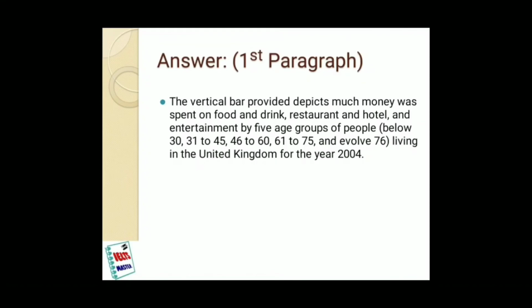I have paraphrased the first paragraph according to the question. So my first para is: the vertical bar graph provided depicts how much money was spent on food and drink, restaurant and hotel, and entertainment by 5 age groups of people, and I have mentioned under the bracket below 30, 31 to 45, 46 to 60, 61 to 75, and above 76. Bracket close. Living in the United Kingdom for the year 2004.